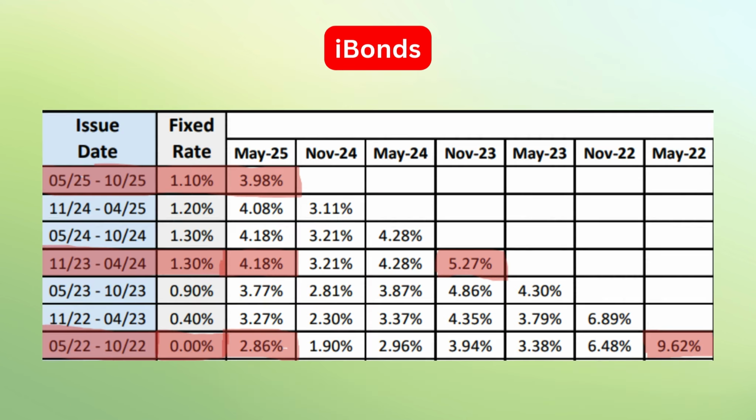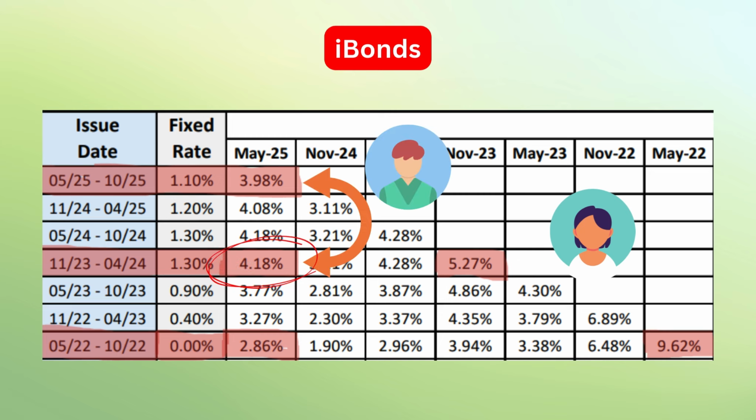Here's a snapshot. People who bought I-bonds during the 9.62% period in 2022 had a 0% fixed rate, so they are now earning only the 2.88% variable rate. Those who buy before November 2025 will receive the current rate of 3.98%, which includes a 1.1% fixed rate. Those who bought between November 2023 and April 2024 are enjoying a 1.3% fixed rate, so their current total is 4.18%, higher than today's new buyers.